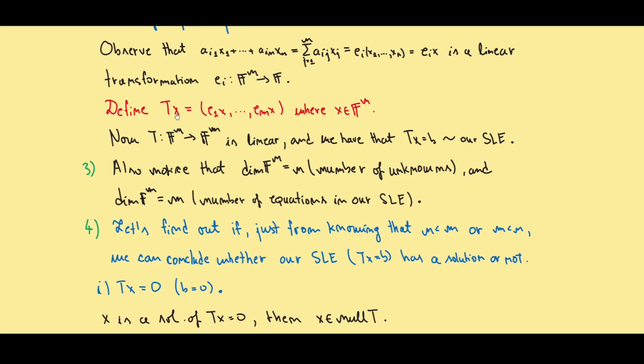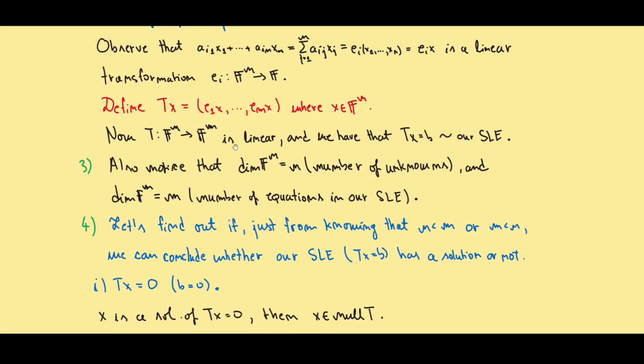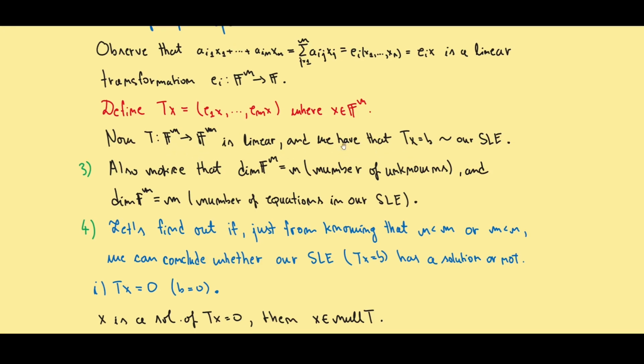Now this T is a linear transformation from the space F to the n to F to the m. And now we have that the linear transformation with its input x's, when we set it equal to some b, is just an equivalent representation of our system of linear equations. So we can go back and forth. And now, since we've gone from systems of linear equations to linear transformations, we can use some results relating to linear transformations to establish some results about systems of linear equations.